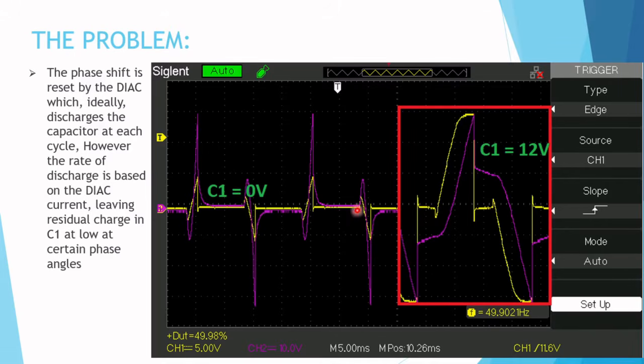We can see, however, that depending on the way the diac is being driven, there might still be some residual voltage across it. For example, if we're operating at 50% duty cycle, the capacitor is still charged to about 12 volts. However, if we operate closer to the full cycle, the diac discharges very quickly. This means that the hysteresis is not constant and it will vary between no load, partial load or full load.